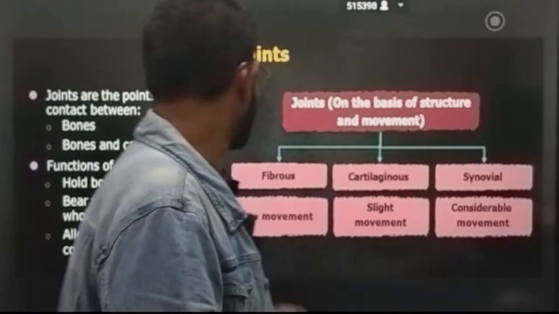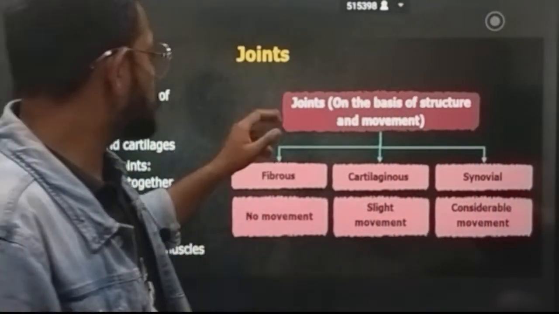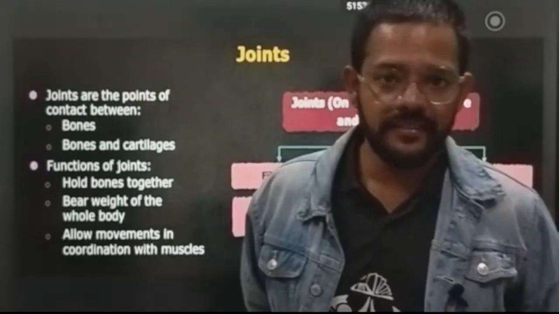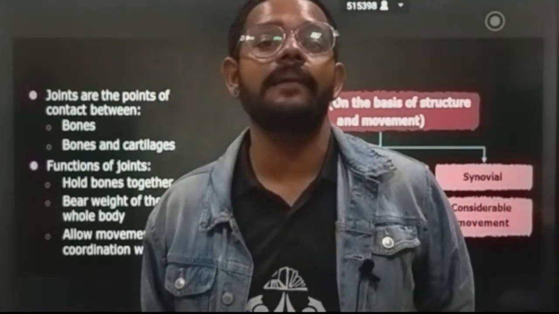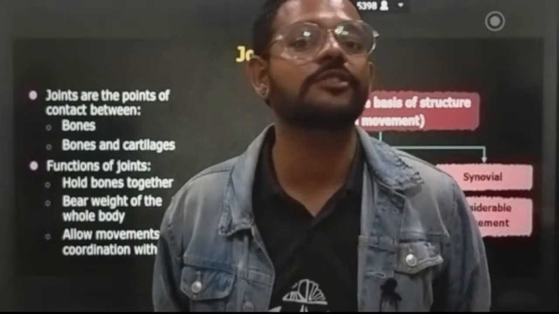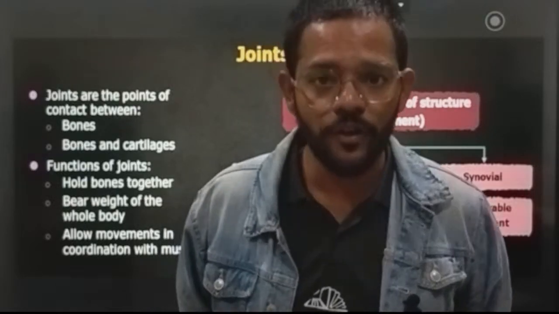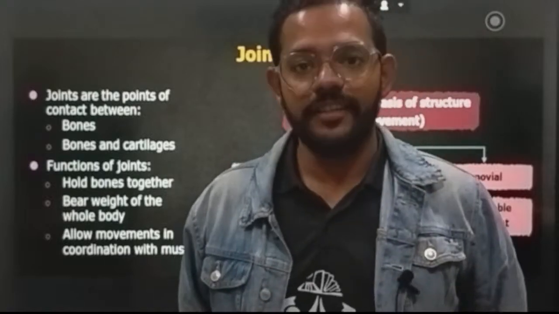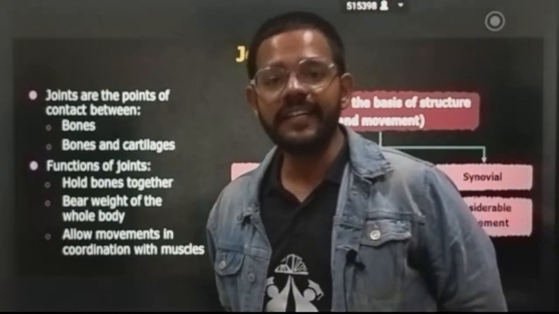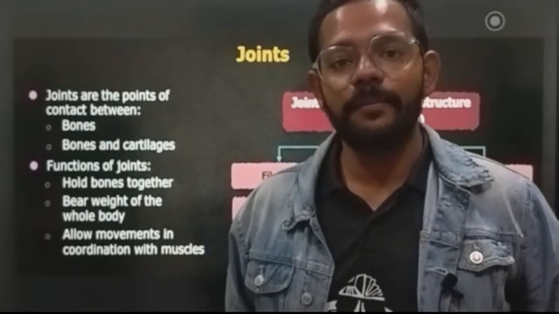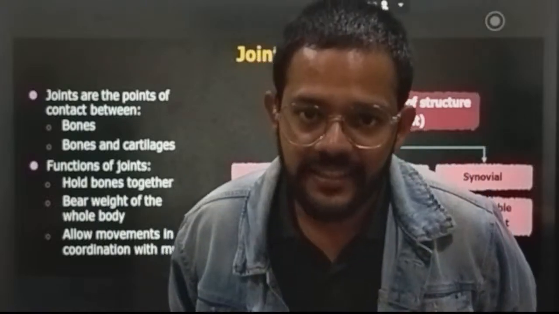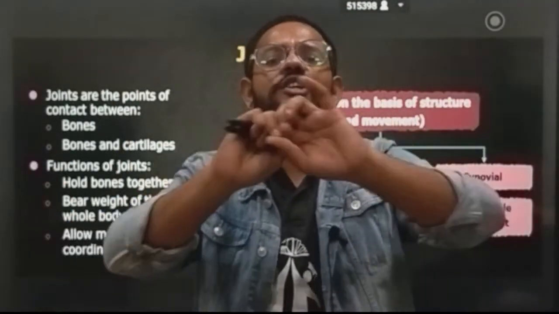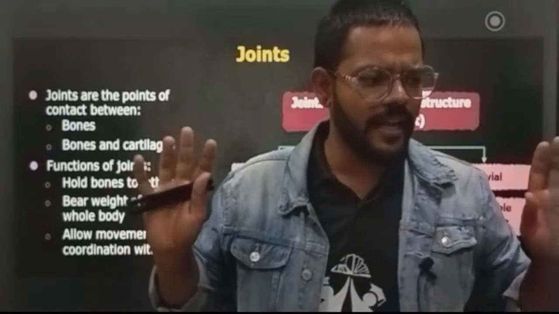Next we are going on to joints. Joints means your bones are not free, they are attached to each other by the help of joints. There is only one bone which is not attached to another, that is the hyoid bone. All other bones have some type of joint. Joints based on mobility have 3 types: fibrous, cartilaginous, and synovial. Fibrous joints are those which do not move, zero mobility.